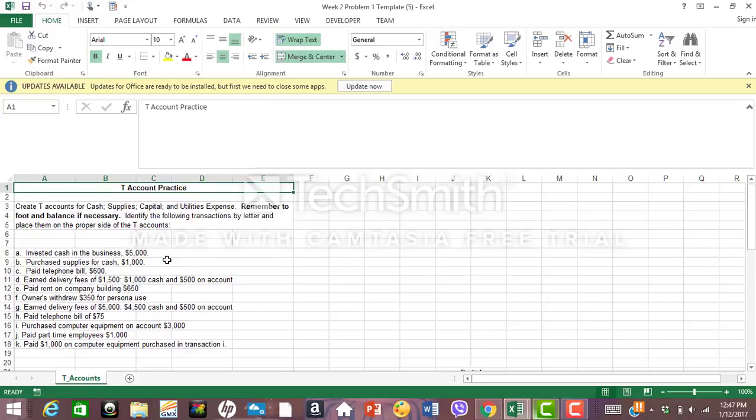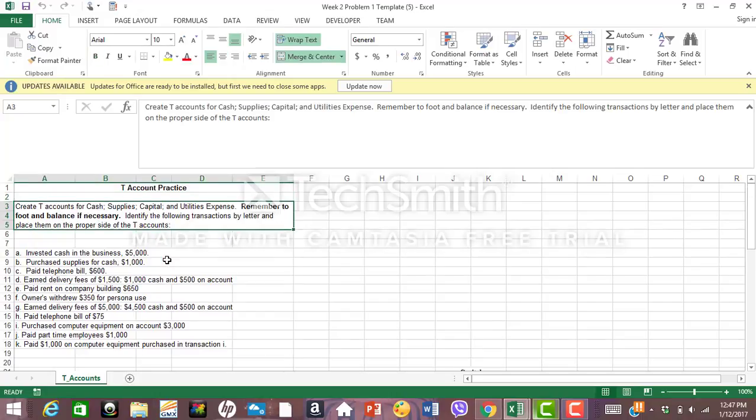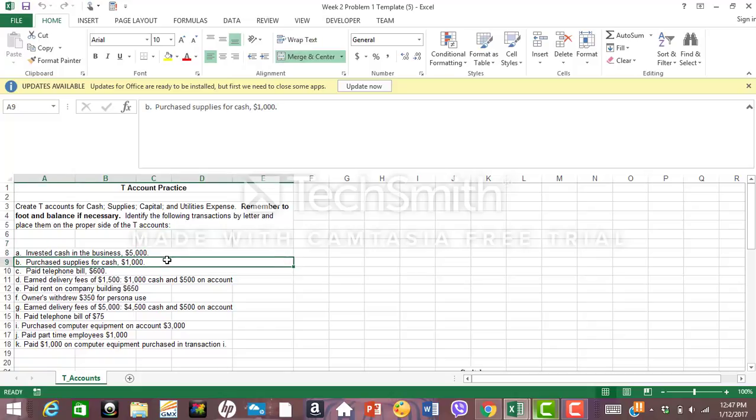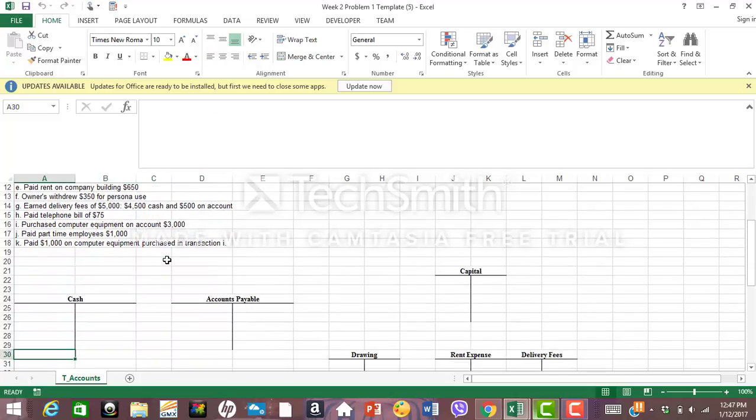This is week 2, problem 1, and it's in regards to creating T accounts. If you look down here, you see a T account. On the left-hand side is the debit side, and on the right-hand side is the credit side. Under assets, anytime you add money to a specific account, it goes under debit. Anytime you take money away, it goes under credit.